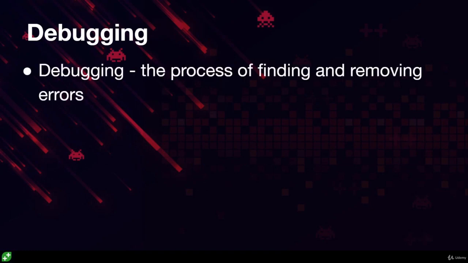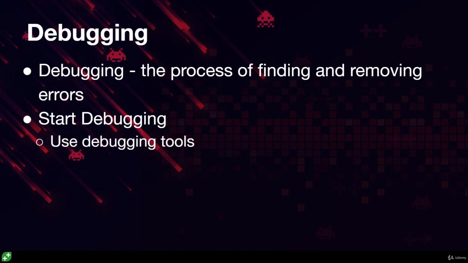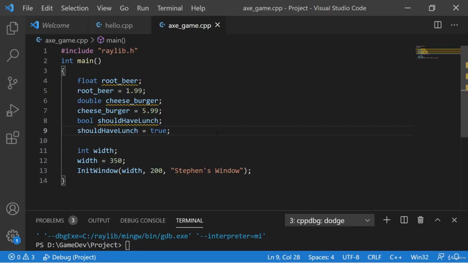Debugging is the process of finding and removing errors from our code. We typically call these errors bugs. Whenever we start debugging in Visual Studio Code, we're running our program in a mode that allows us to use debugging tools. So let's run our program in debug mode and take a look at the tools we have at our disposal.